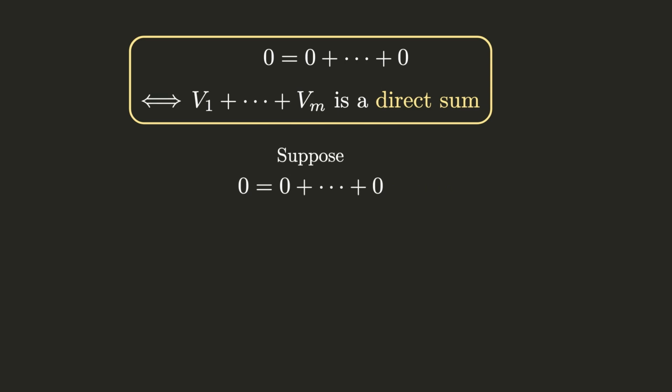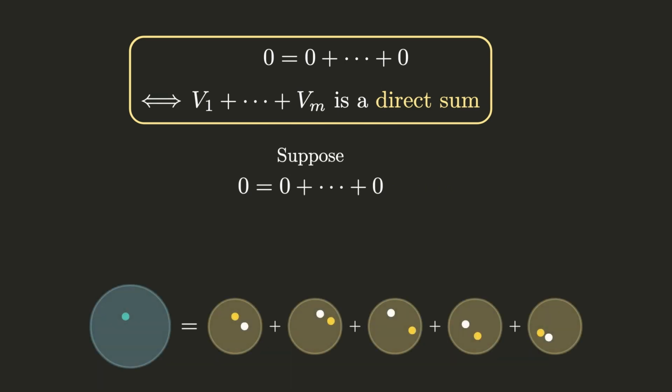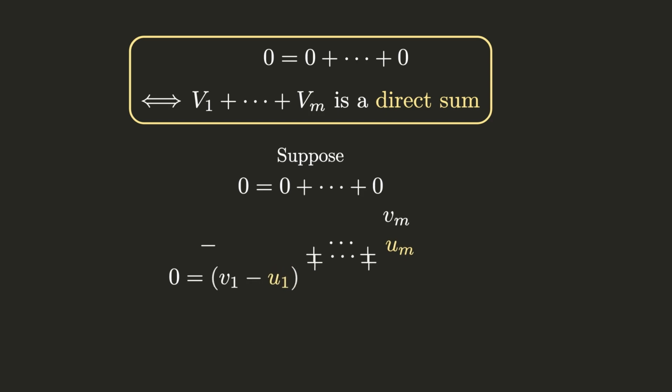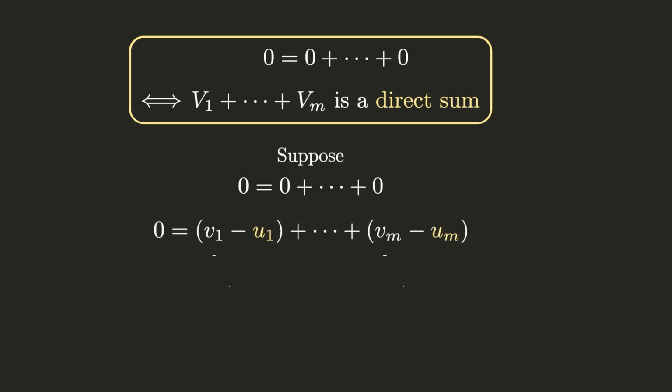For the other direction, let's suppose 0 can be uniquely written as a sum by taking 0 from each subspace. Now suppose v is any vector, and that these are two ways to write it as a sum. If we compute the difference of these equations, we get this equation, where each term is a member of one of the subspaces. So this makes it one way to write 0 as a sum.